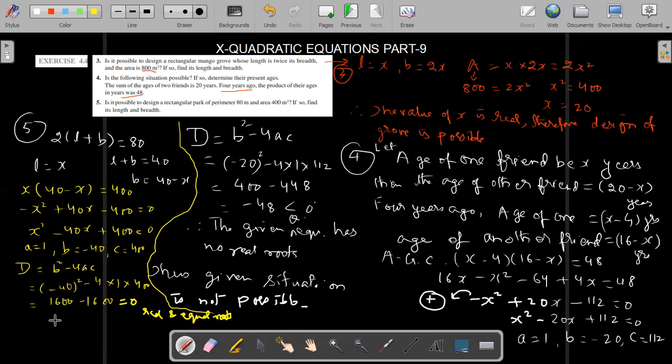So we can find the value of x by using the formula, or by making this a whole square. It can be written as x minus 20 whole square is equal to 0. So x will be equal to 20. So breadth will also be equal to 20. 40 minus 20, so 20. So this is possible, and length and breadth will be 20 meter, 20 meter. But the shape will be a square, not a rectangle. This part will have a square shape.